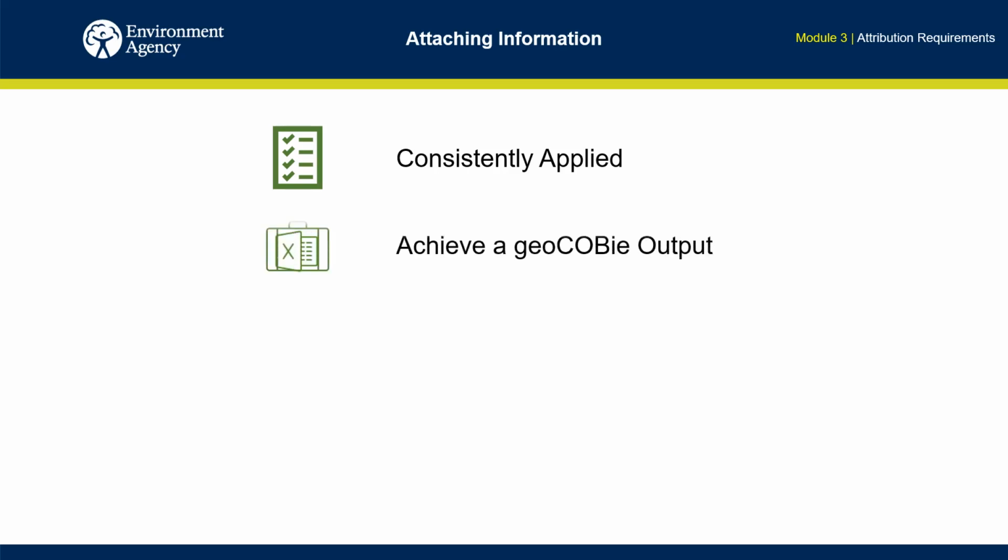No matter the software application used, model object data attribution needs to achieve the following criteria. Data delivered to the Environment Agency must be consistent, irrespective of the organisation that has created the model. Model data must be exported into a GeoCOBE datasheet for transfer from the Project Information Model to the Environment Agency's Asset Information Model.